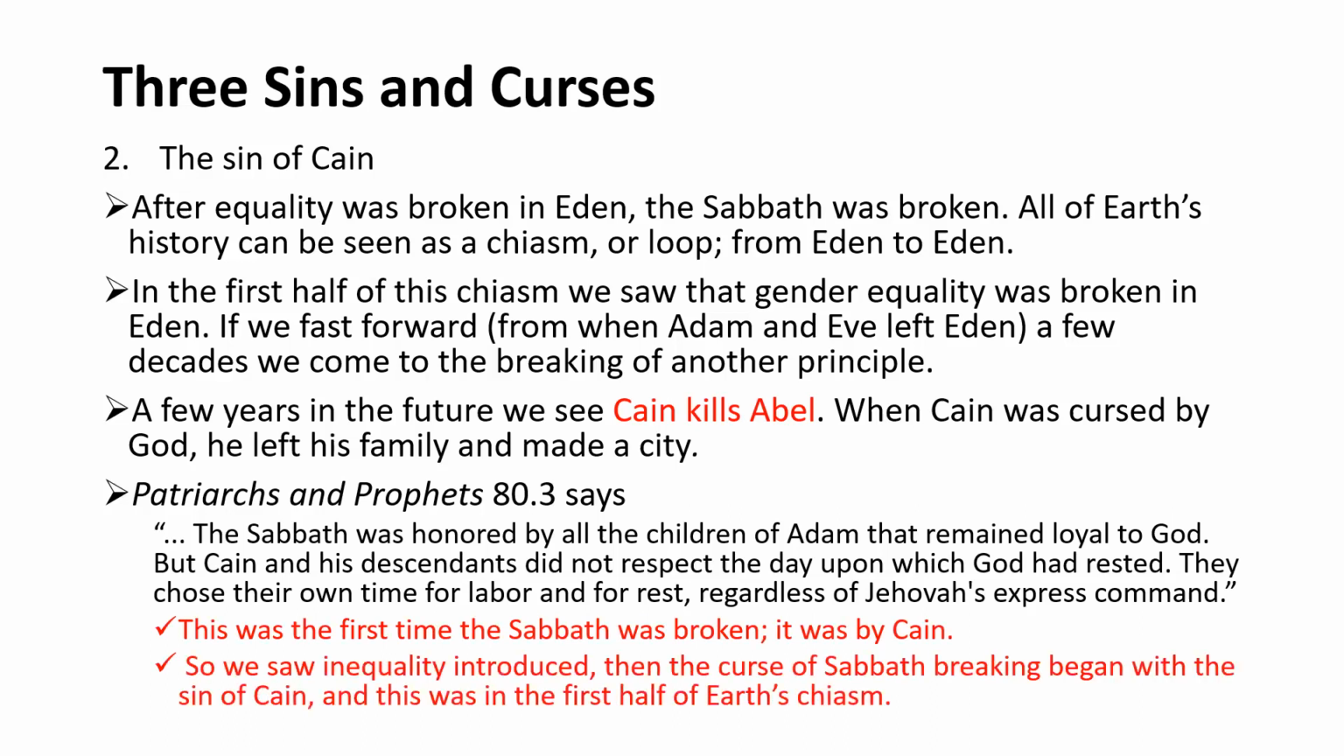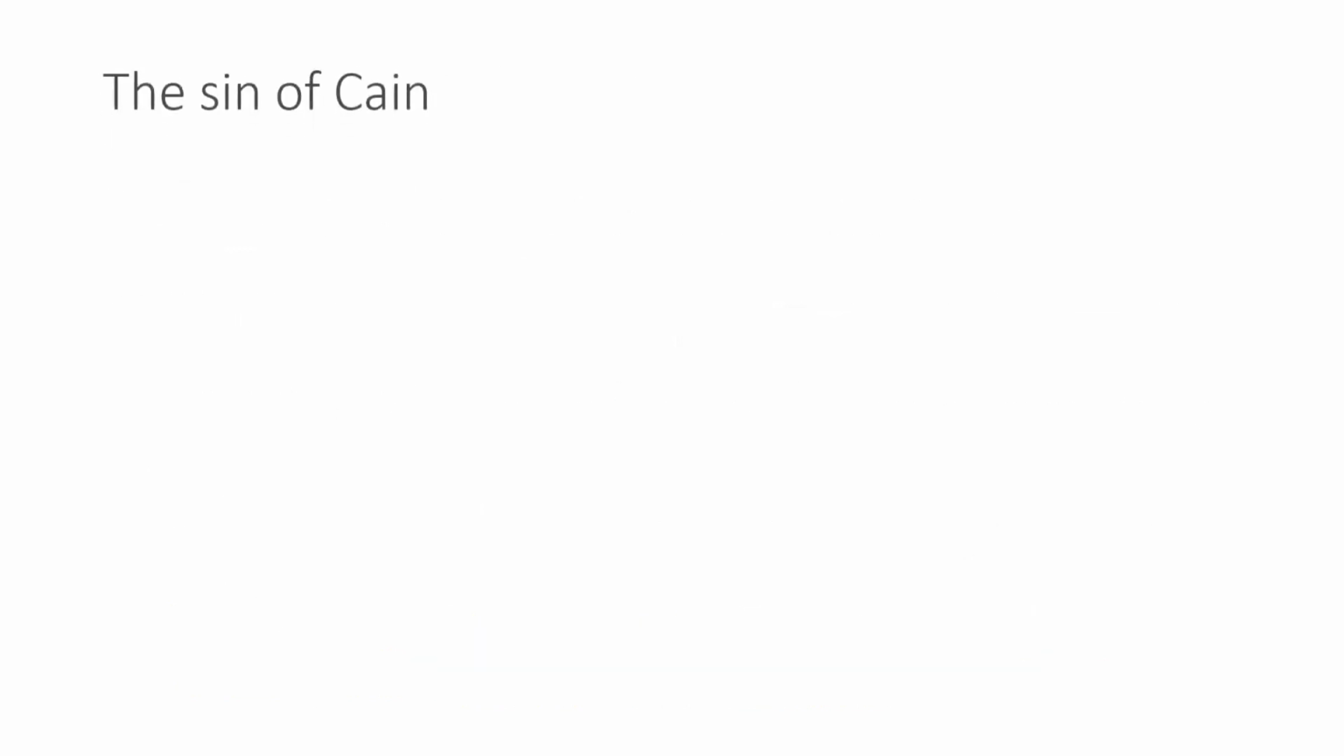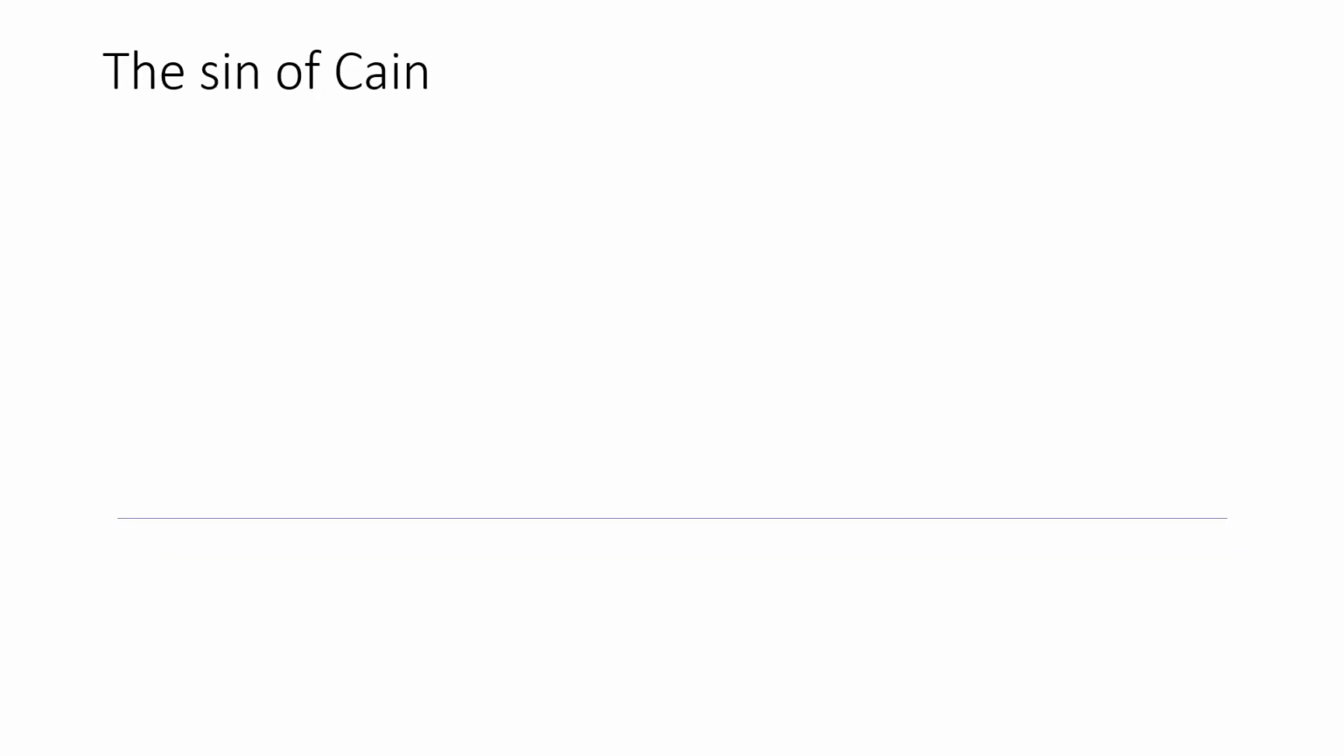So we saw that inequality was introduced in the first sin. Then the case of Sabbath breaking began with the sin of Cain. And this was the first half of Earth's chiasm. So in this first half of Earth's history, in ancient Israel, this is how we had the effects of these sins on this earth. We now want to see how it's going to look when you put it on a line.